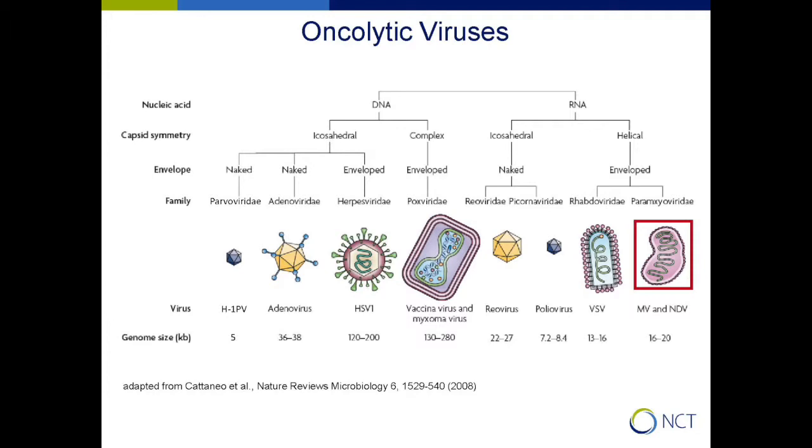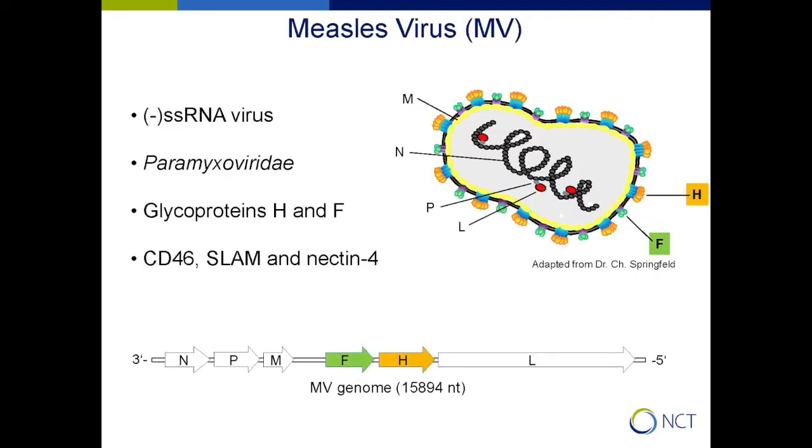investigation. Measles virus is a negative strand RNA virus. It replicates exclusively in the cytoplasm, so it does not enter the nucleus. It belongs to the family of Paramyxoviridae. It has two surface glycoproteins, hemagglutinin and fusion. Hemagglutinin mediates receptor binding to CD46, a complement regulatory protein which is often upregulated on tumor cells, to SLAM and Nectin-4. Fusion mediates membrane fusion, as the name indicates, and leads to the characteristic cytopathic effect of measles, which is syncytia, so fusion of neighboring cells.